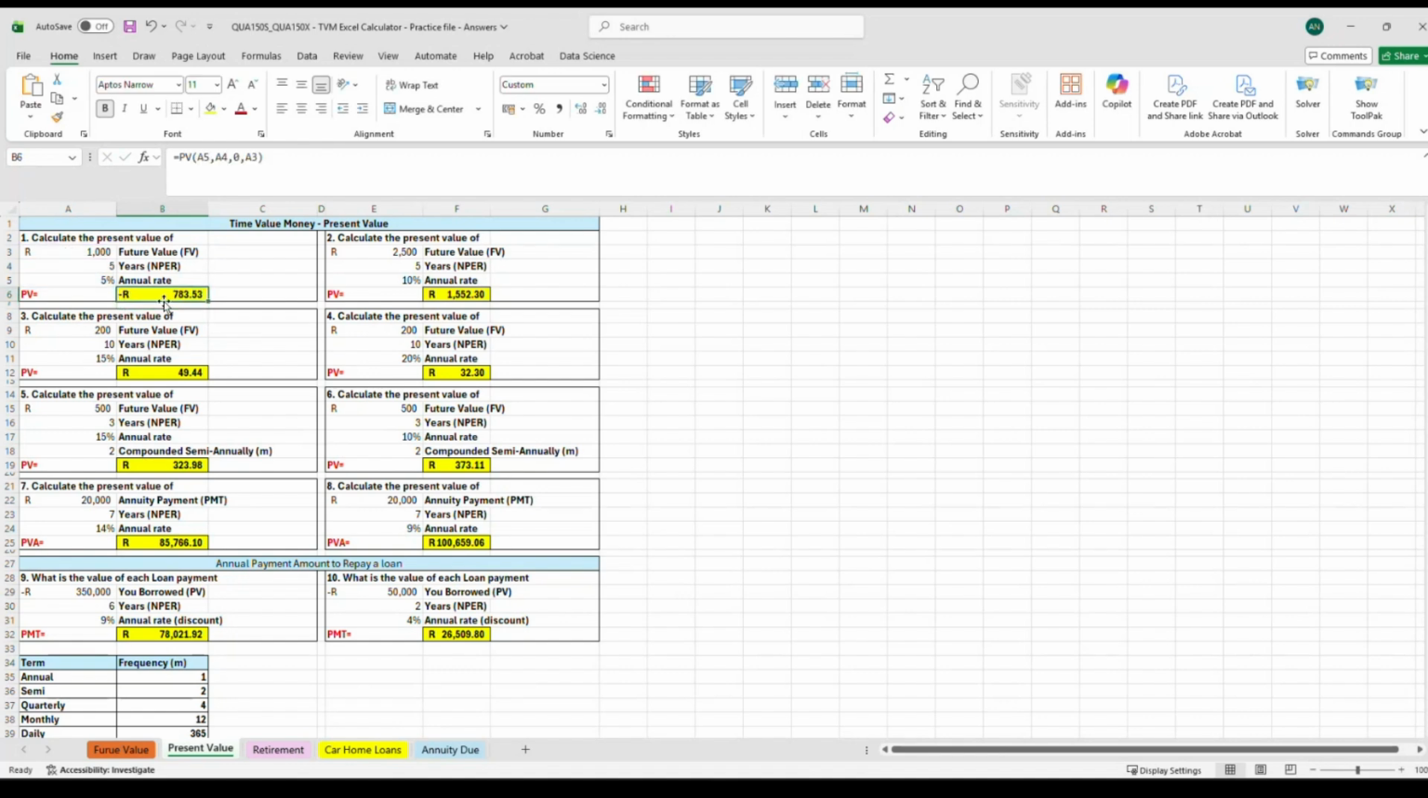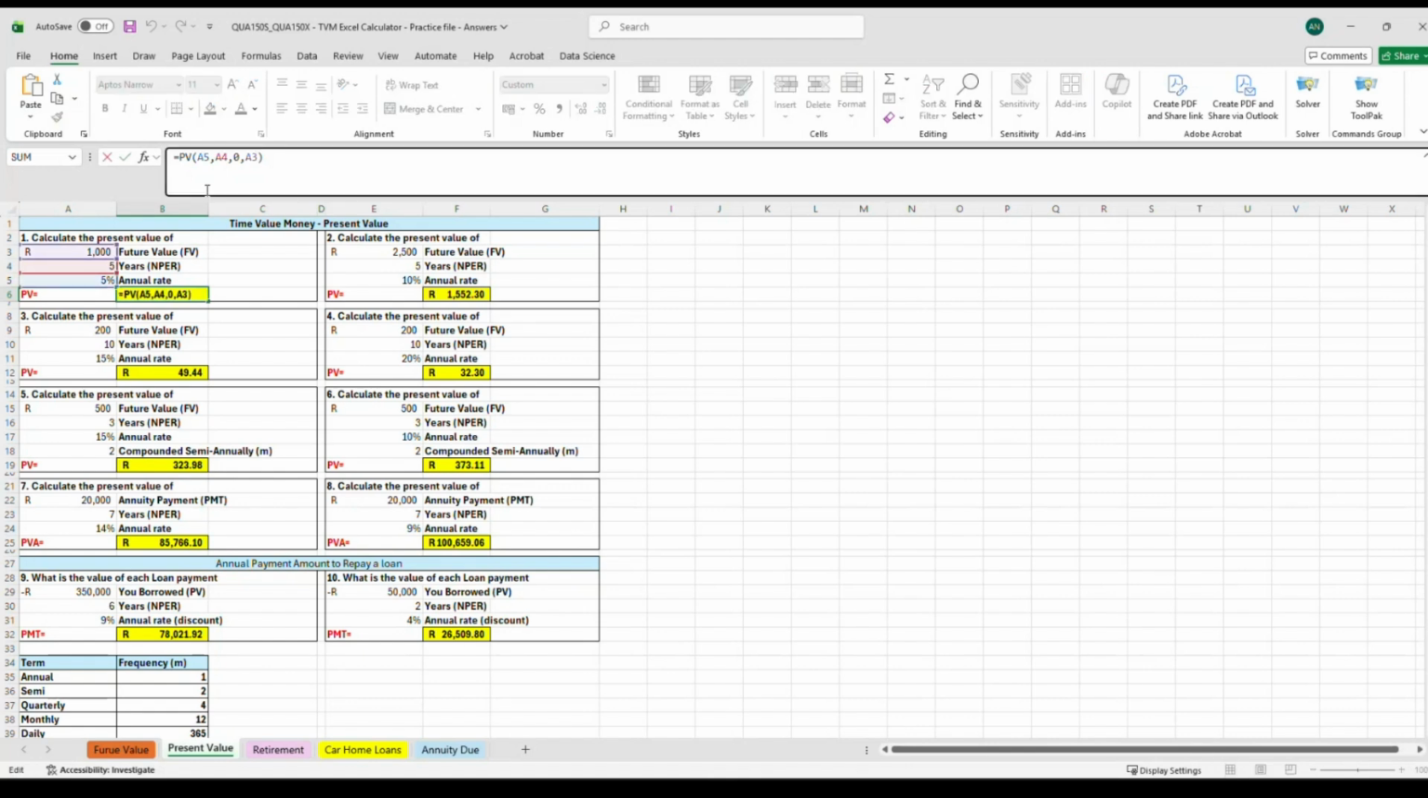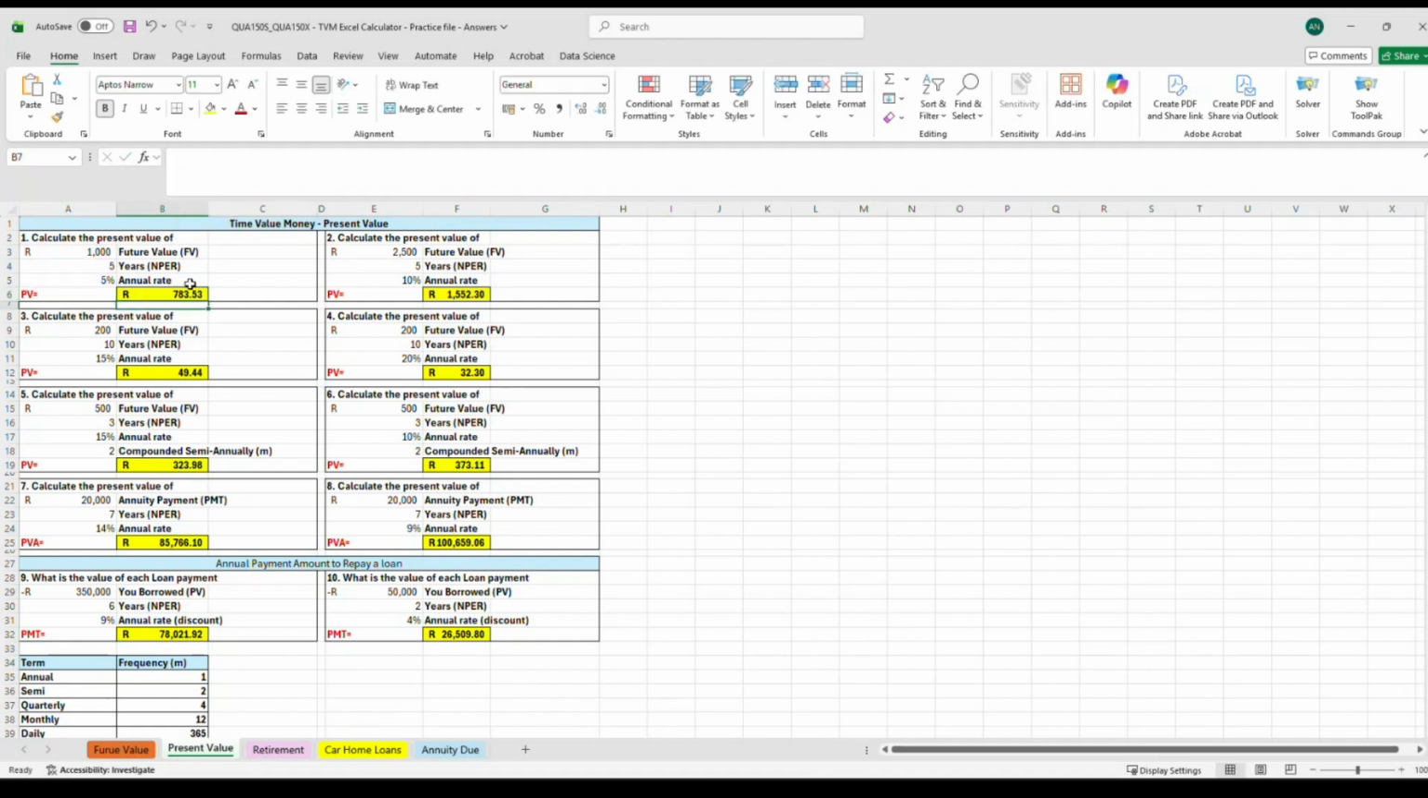It's giving me a minus. So how do you then turn a minus into a positive? You need to go back to your formula where you have a value, which is this 1000 on A3. I'm going to put a minus in front of the A. Just put a minus there. Enter. Then it gives me a positive amount. So 1, 2, 3, and 4, same formula.